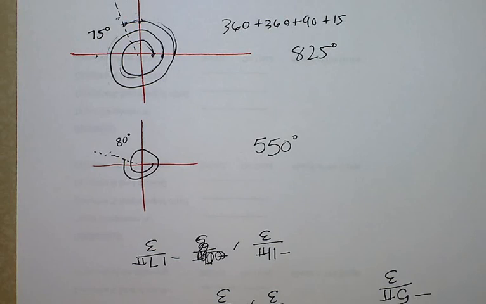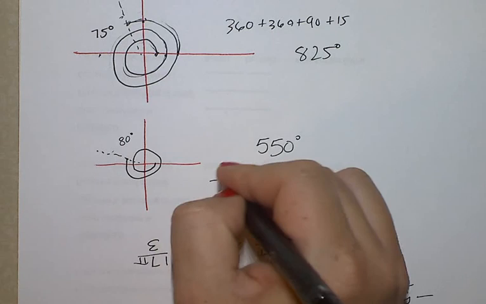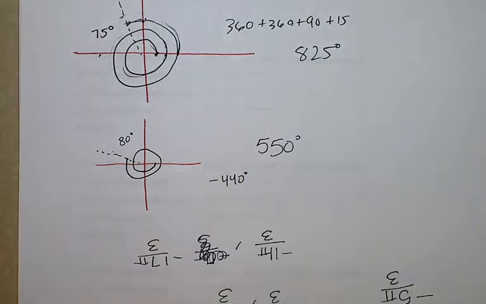Negative 440. How'd you get negative 440? Because we went clockwise instead of counterclockwise. Okay, so you got negative 440. Do you agree or disagree with that? Let's go to Alondra. You agree with negative 440. How'd you come up with negative 440?